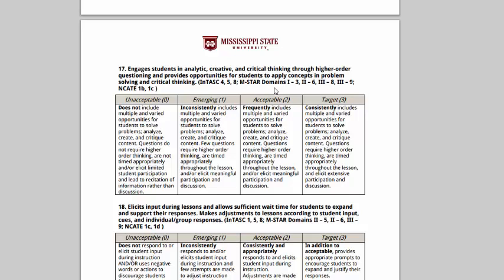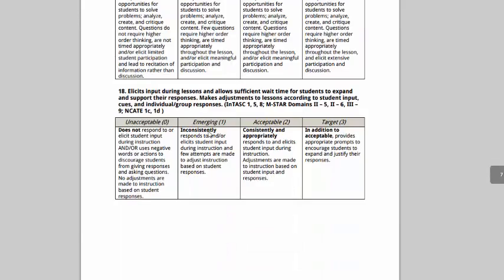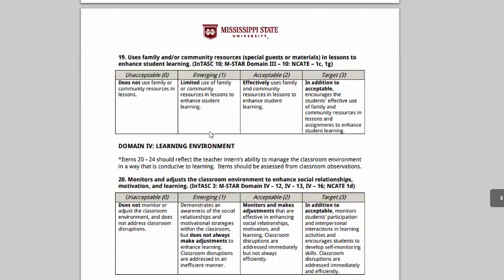If you talk too much and you go from segue to segue to segue, then you need to really work on wait time. Wait time shifts the focus from you to the person that you're talking to. So play with that. That is one of the things that we always try to recommend to our student teachers, is to play around with wait time. 19 is using family or community resources, special guests or materials. You can use anything from the library. Those are pretty easy indicators.